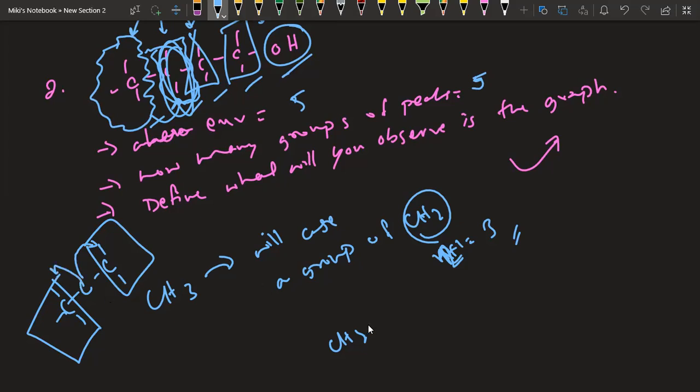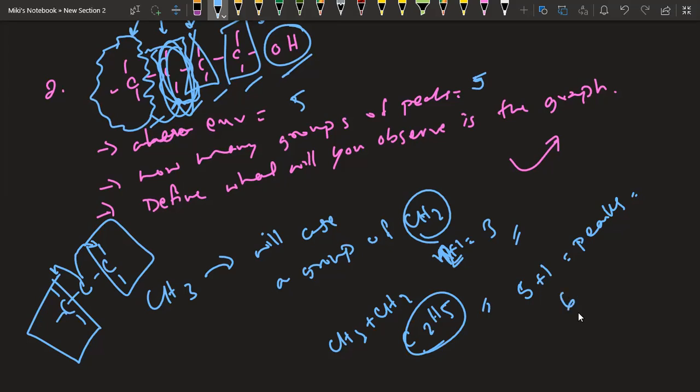So in total, CH3 plus CH2 means 2 carbons and 5 hydrogens in total. So we have 5 plus 1, which equals the number of peaks. If that's the case, then we would see a multiplet because there are 6 peaks. Okay, there is a multiplet in this case.